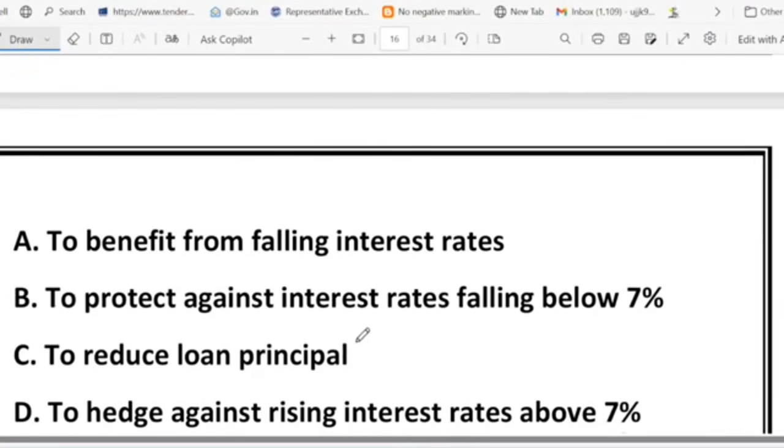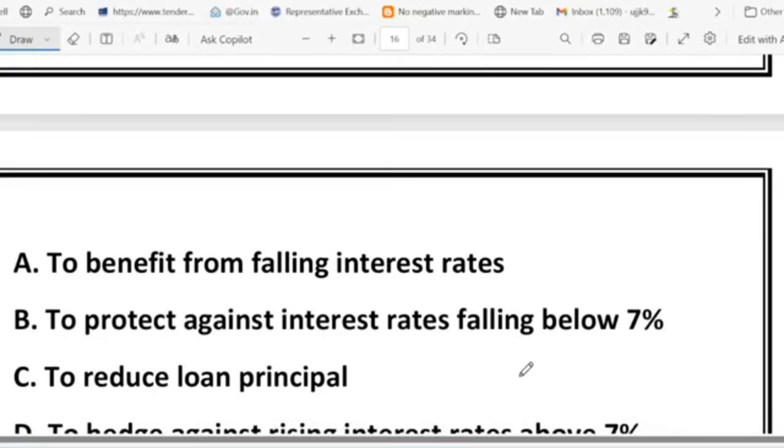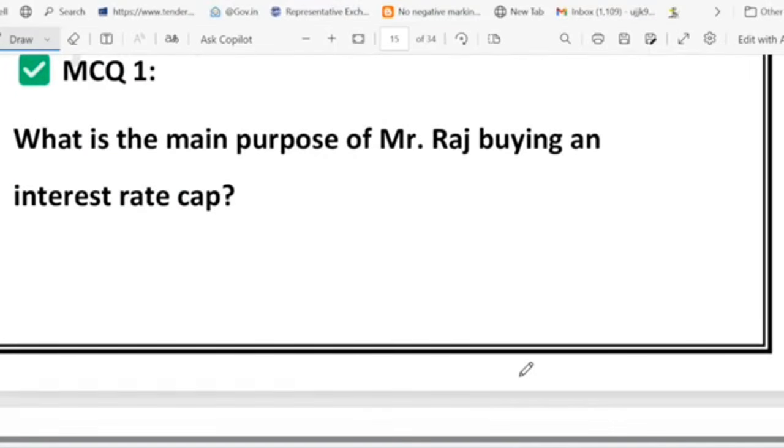Option B, to protect against interest rate falling below 7%. Option C, to reduce loan principal. Option D, to hedge against the rising interest rate above 7%. This is a very good question.